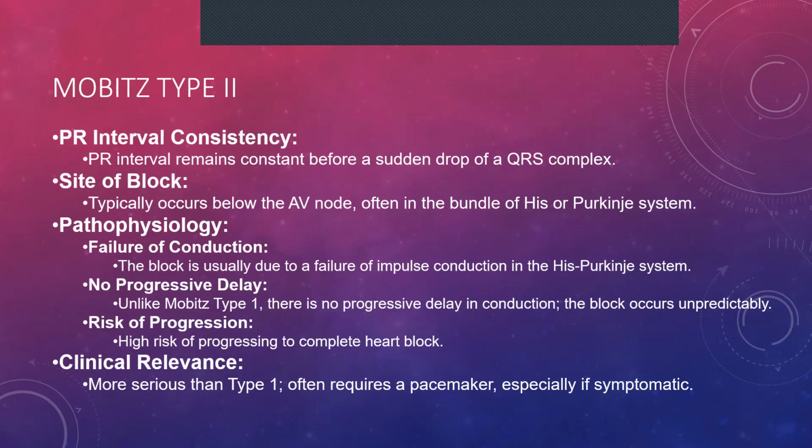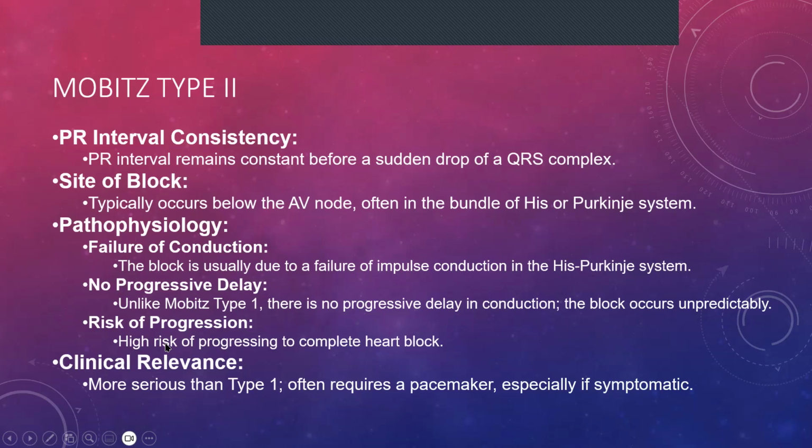And then as the conduction system goes further down, that's where you are seeing the problem. So eventually it goes through almost the same problem as what we saw in Mobitz type 1, where it will conduct, and then fail to conduct, and then reset, and then try to go again. So the block is usually due to failure of impulse conduction in that system. And unlike Mobitz type 1, there's no progressive delay. The block occurs unpredictably, well, relatively predictably.